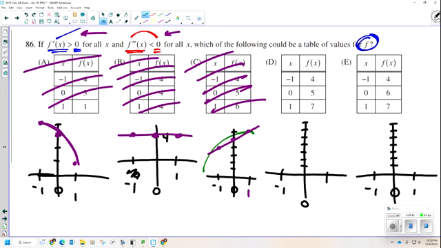Negative 1, 0, 1. And this goes 1, 2, 3, 4, 5, 6, 7. Let's start plotting some points. Negative 1 is 4. 0 is 5. And 1, which I have, is 7. So this goes up, but it curves up. That's a happy face. We want a sad face. It can't be this one.